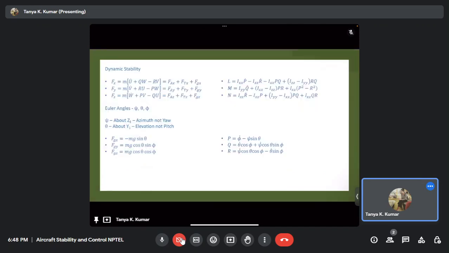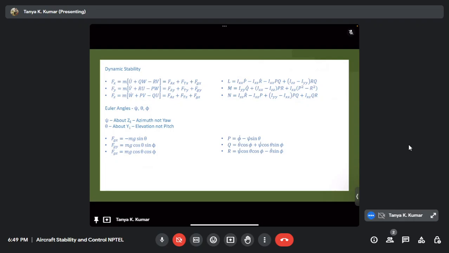Alright, so you get these 6 equations of motion that describe the motion of an aircraft: Fx, Fy, Fz, L, M, N. Here you can see that the force is split into 3 terms, Fa, Ft, Fg, where A is the aerodynamic forces, T is the propulsive forces, and G is the gravitational force.